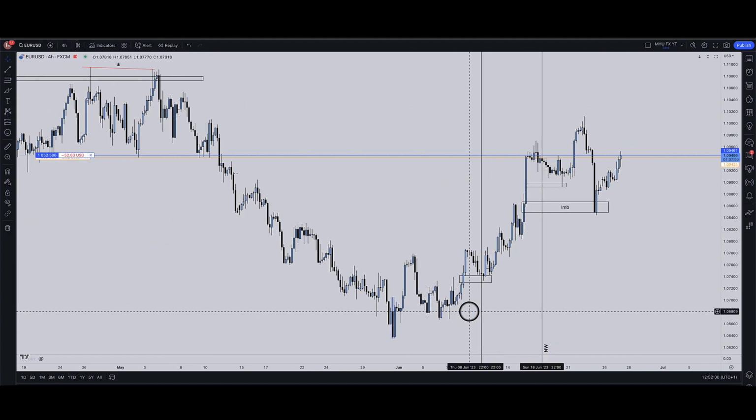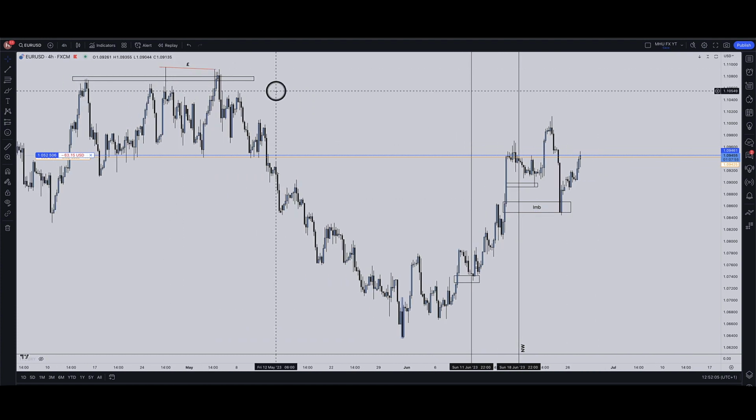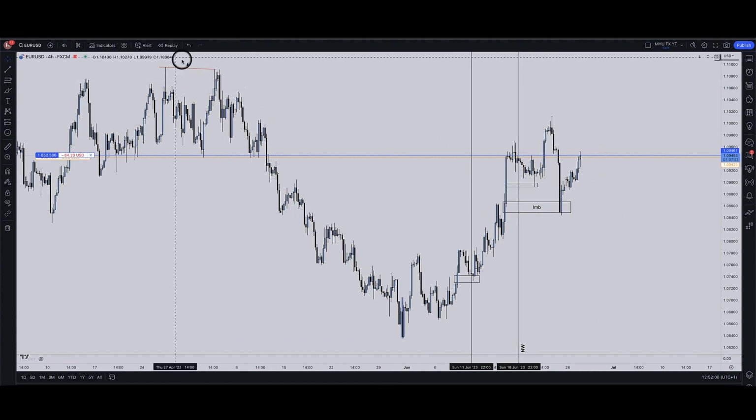So let's just look at a few things. Price is making high highs and high lows. I'm going to be looking to target these relative equal highs. We can get rid of this for now. I'm looking to target these relative equal highs up here. That's the target. That's the main target. That's where I believe price is going.